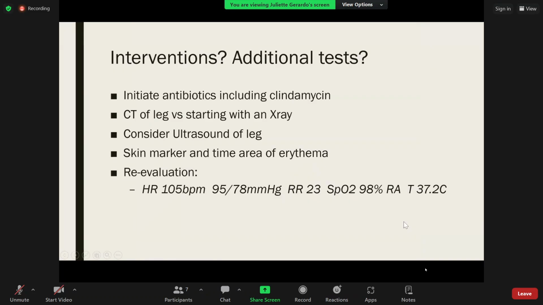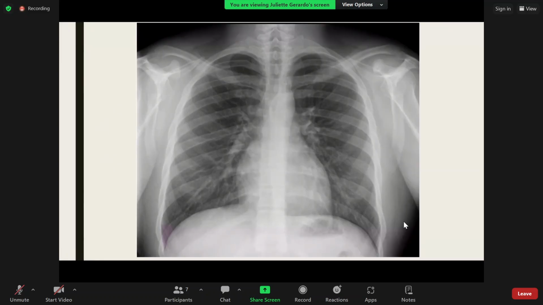So it doesn't look like he has any signs of pneumonia on here. So our next steps. Is there anything else that you would get? We talked about maybe reaching for your ultrasound, getting an x-ray. So what are we concerned about for this gentleman?